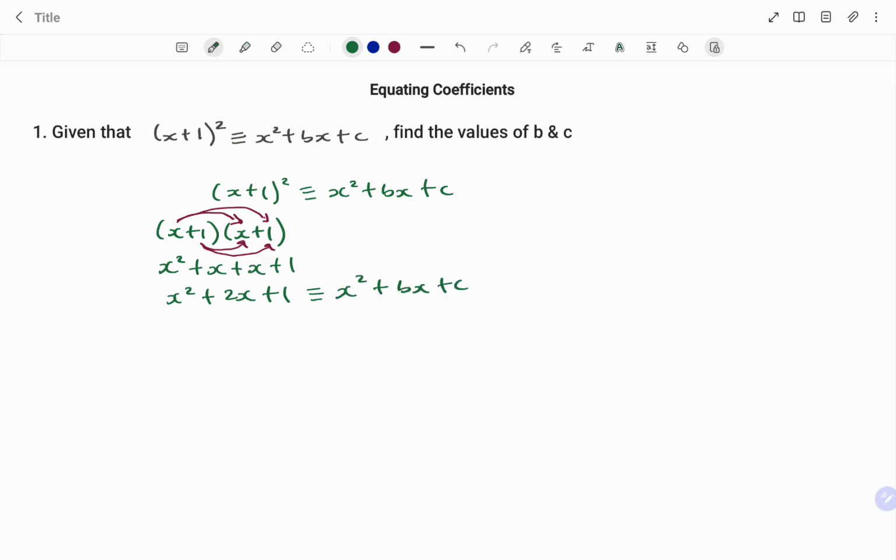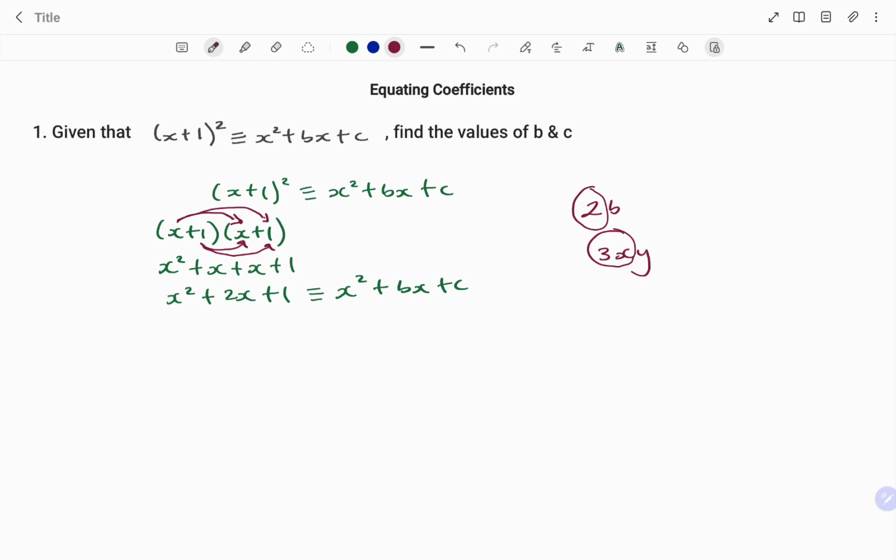Now that we've been able to expand, what I'm going to do next is to equate the coefficient of each term. The coefficient of a term is the number or the variable attached to that term. So for example, if I write 2b, the coefficient of b will be my 2. If I write 3xy, the coefficient of y will be my 3x.